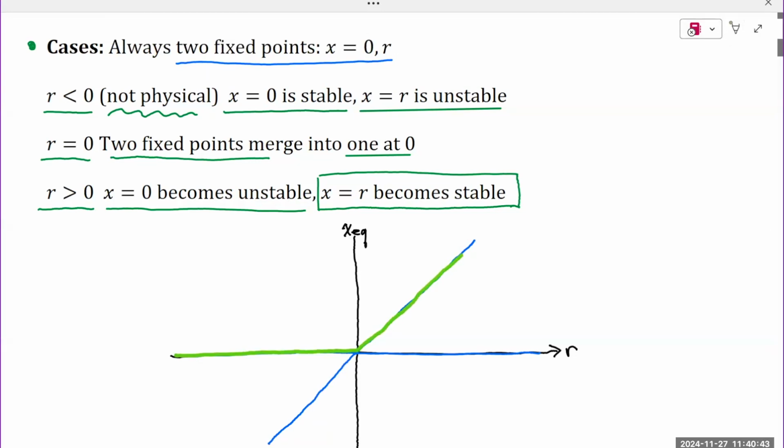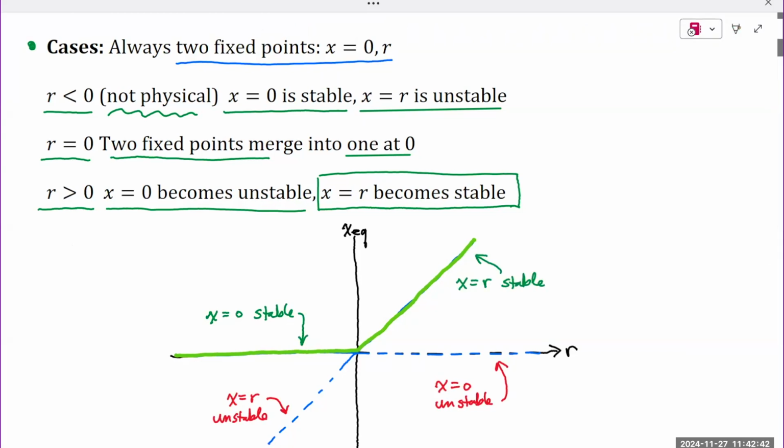So we draw solid lines for those. On the other hand, x equals r is unstable when r is negative, and x equals 0 becomes unstable when r is positive. So we draw a dotted line for those. This is a bifurcation diagram for a transcritical bifurcation where stability between two fixed points swaps as a parameter changes in value. Let's go to the next page.